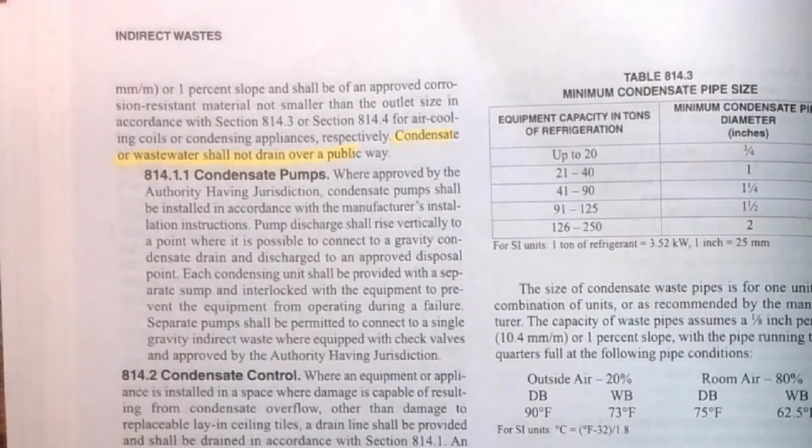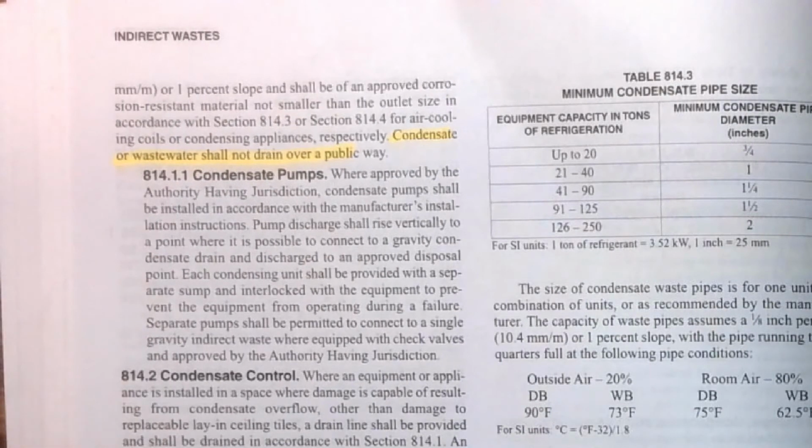Each condensing unit shall be provided with a separate sump and interlocked with the equipment to prevent the equipment from operating during a failure. Separate pumps shall be permitted to connect to a single gravity indirect waste pipe where equipped with check valves and approved by the authority having jurisdiction.